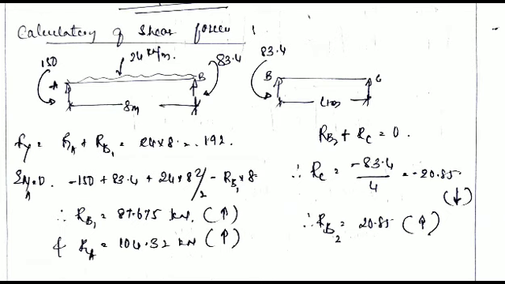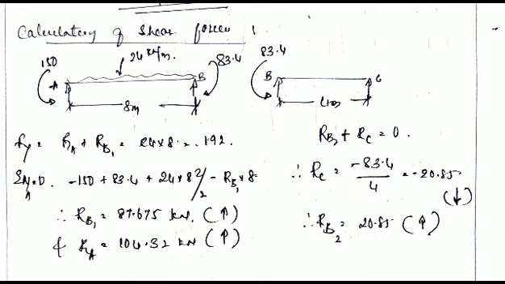Once you know the reaction at B joint as 87.67, substitute this in the above equation, and we get the reaction at A joint as 192 minus 87.67, that will be 104.32 kilonewton acting upward.